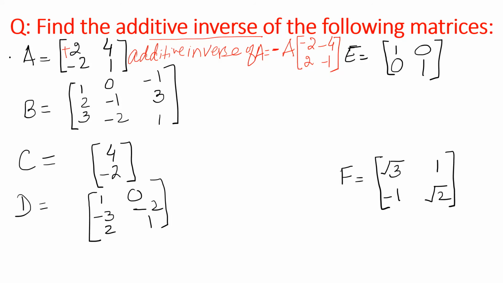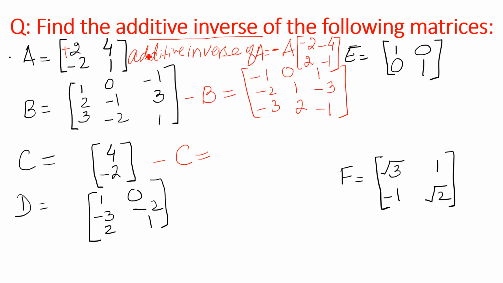Additive inverse. So now what is the additive inverse of B? Minus B, and then just change the sign of all the elements. 0 will remain the same. 1, 2, it is 1, minus 3, minus 1, and then close it. This is the additive inverse of C. You have to write down the additive inverse of C. So minus C is equal to, change the sign, minus 4, and this will be 2.